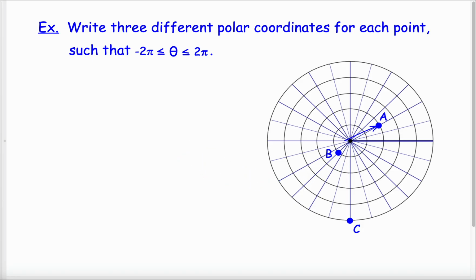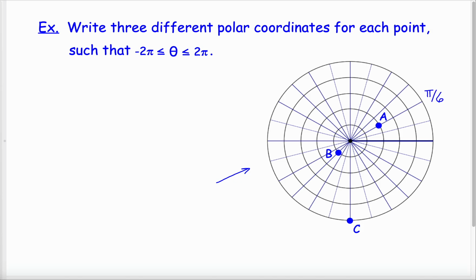All right, so I'm going to do point A. So the first thing I need to do is write the angle. And since the directions have theta between negative 2 pi and 2 pi, let's do this in radians. All right, so what is this angle here? Well, that's 30 degrees or pi over 6.